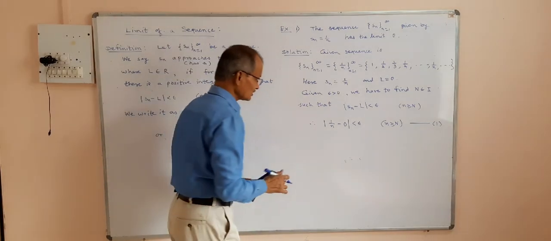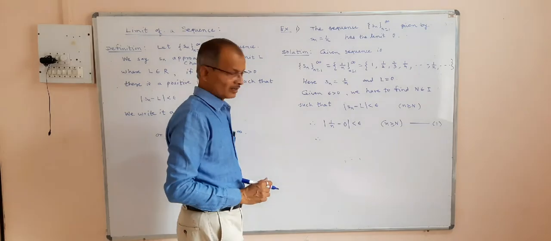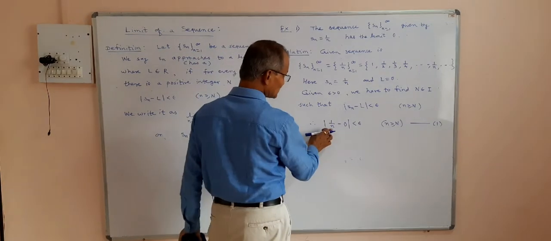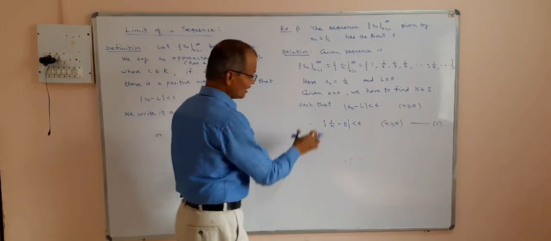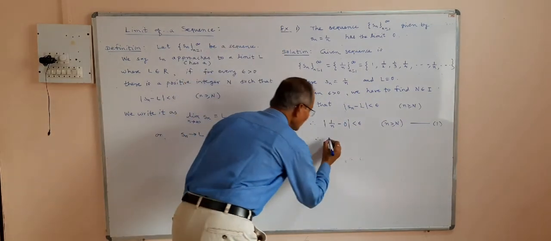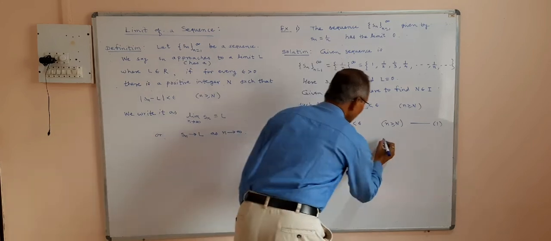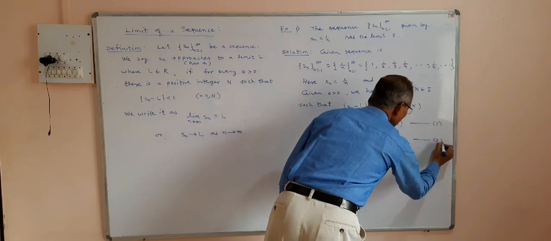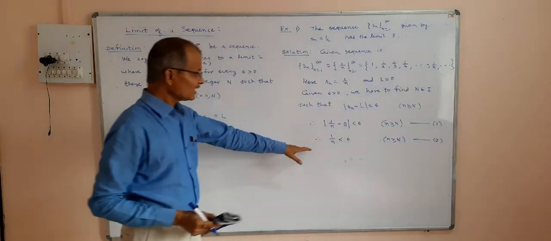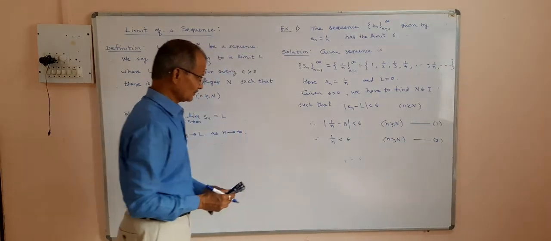But you see, what is the mod of 1 by n? Mod of 1 by n is 1 by n itself, because n is a positive integer and n takes values 1 to infinity. Therefore its absolute value is the same. So 1 by n is less than epsilon for n greater than or equal to N. Now we suppose this as the second inequality. The second inequality holds if you select n equal to capital N.